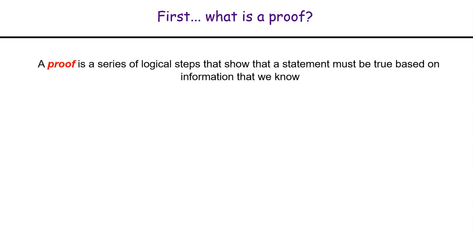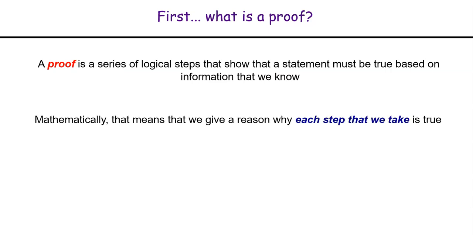On the other hand, if you've ever written a paper in an English class where you have a statement at the beginning and you lay out a series of logical arguments to show that your statement is true, you have engaged in a type of proof process. Mathematically, it means that we need to give a reason why each step that we take is true.